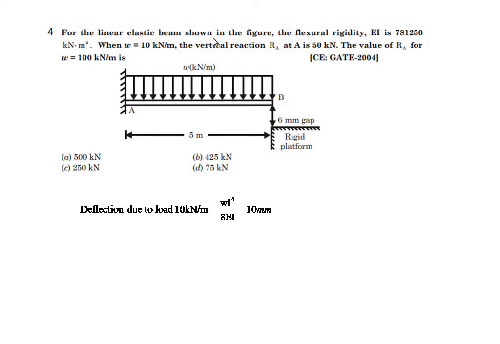For the 100 kilonewton per meter load, I am finding the deflection by substituting in the cantilever beam UDL equation. Maximum deflection is equal to WL power 4 by 8EI. So what I am getting is 10 mm. But the gap is 6 mm. If there is no rigid platform, it would have moved by 10 mm. Now only 6 mm is allowed to move, and the remaining 4 mm is prevented from moving downwards by a vertical reaction.